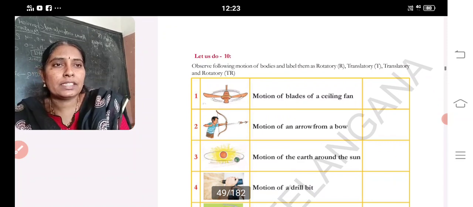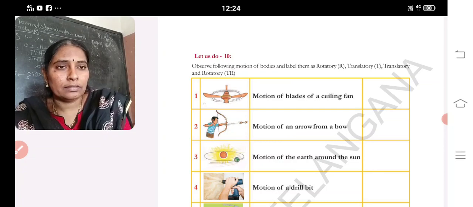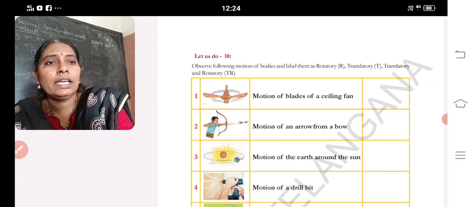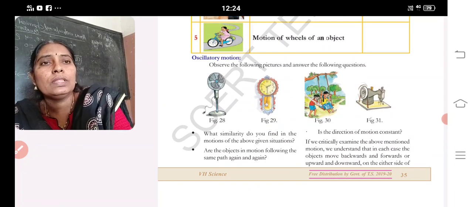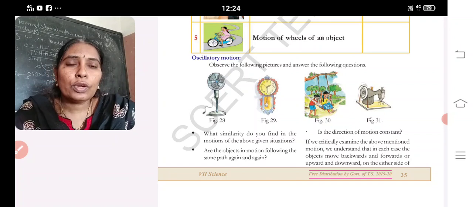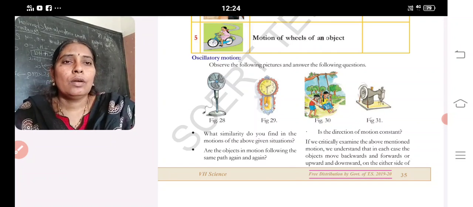Motion of the blades of a ceiling fan, motion of an arrow from a bow, motion of the earth around the sun, motion of the drill bit, motion of a vehicle or an object. So all these are examples. There you have to identify which is a translatory motion and which is a rotatory motion.